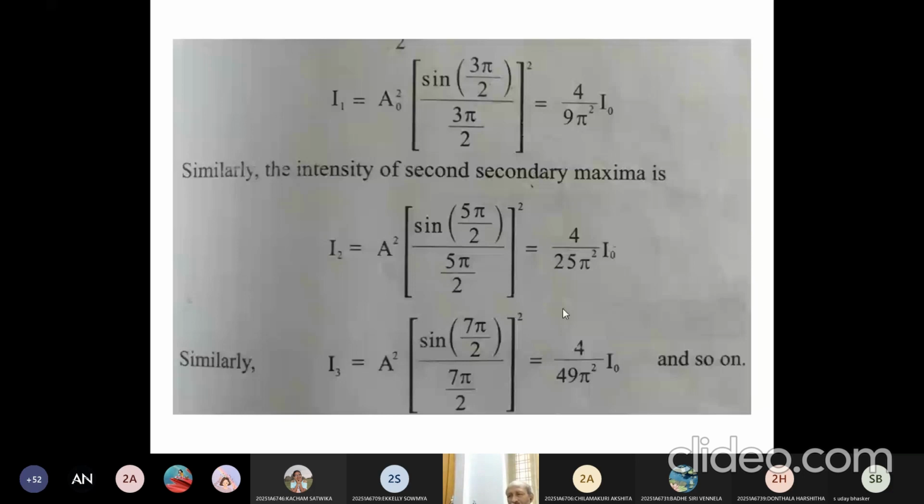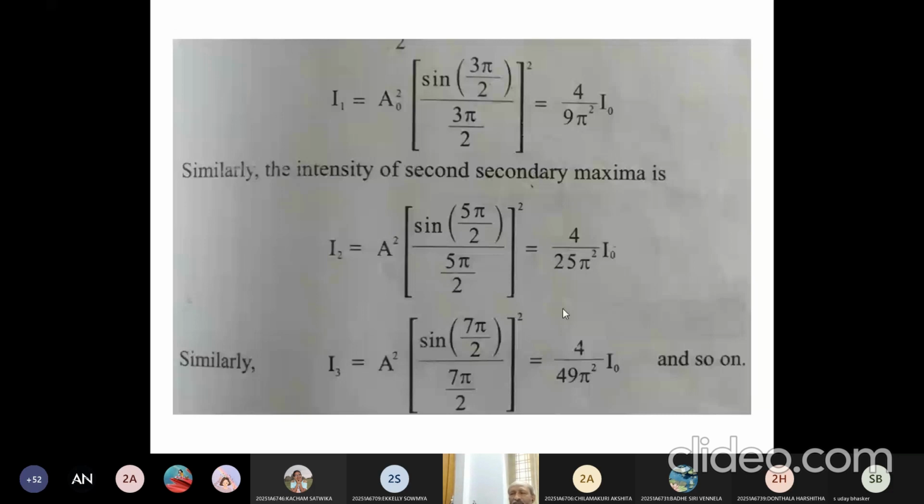And then I2 is 4 by 25 pi square I naught. When you go for 7 pi by 2, that is the third secondary maxima, that is 4 by 49 pi square I naught. So what do you see? The maxima value is continuously decreasing as you go from the principal maxima to the secondary maxima.